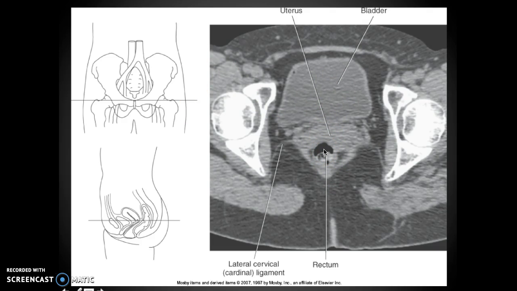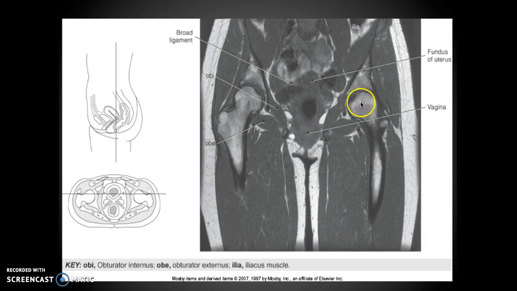Not very clear, is it? MRI is much better for this. So this is a coronal T1. So the fundus of your uterus and your vaginal canal here, obturator externus, internus, and then your broad ligament.